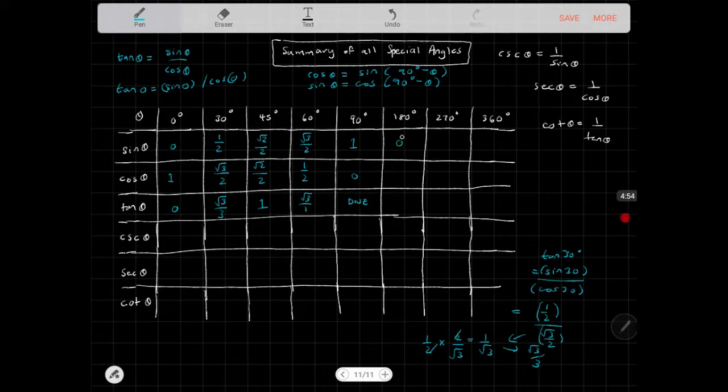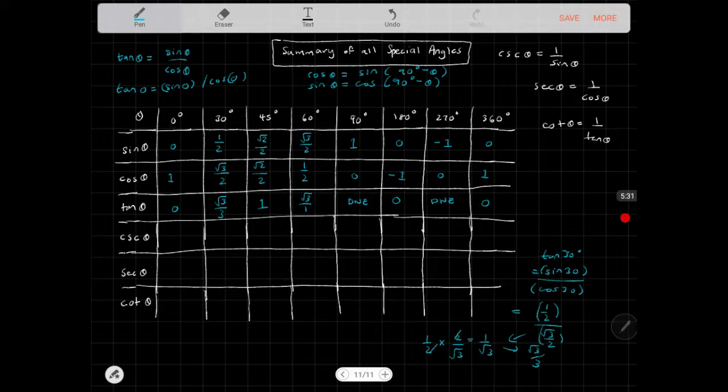Sine 180 from the unit circle we determined was 0. Cosine 180 we determined was -1, and then 0 divided by -1 is 0. Sine 270 was -1. Cosine 270 was 0. Tan 270 is sine 270, -1, divided by cosine 270, which is 0. Doesn't exist. Sine 360 was 0. Cosine 360 is 1. And tan 360 is 0. Okay? So those are the values for our primary trig functions. These are your primary trig ratios.